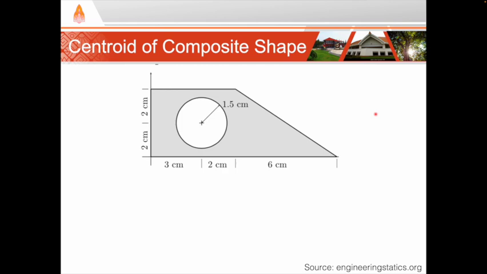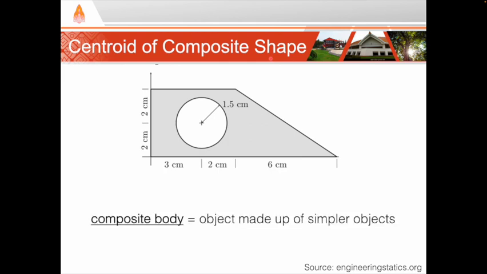But what happens if we want to know the centroid of a cross-section that is a combination of these shapes, like this one? We call this a composite body or a composite shape. A composite body is an object made up of simpler bodies in the table that we looked at earlier. To determine the centroid of a composite body, we take the weighted average of the composite centroids.